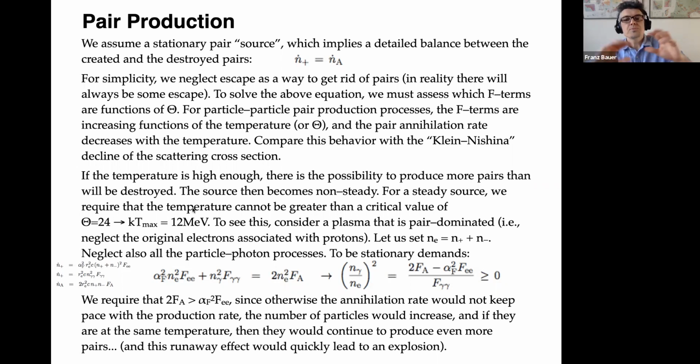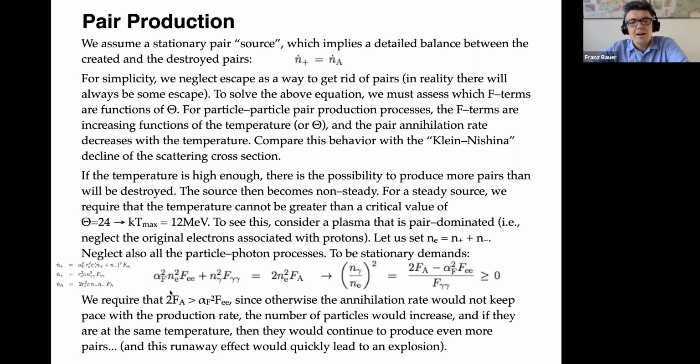And so assuming we were in that situation, we can kind of consider a plasma which is pair dominated. And we can neglect here the original electrons associated with protons, and we can just set the number of electrons equal to this here, right? So if we're in a situation where we've created the pairs, and those are the things that dominate, so we have equal numbers of these things, then we can neglect all the particle-photon processes, which tend to be lower for the most part anyway, and we can think about how do we achieve this.